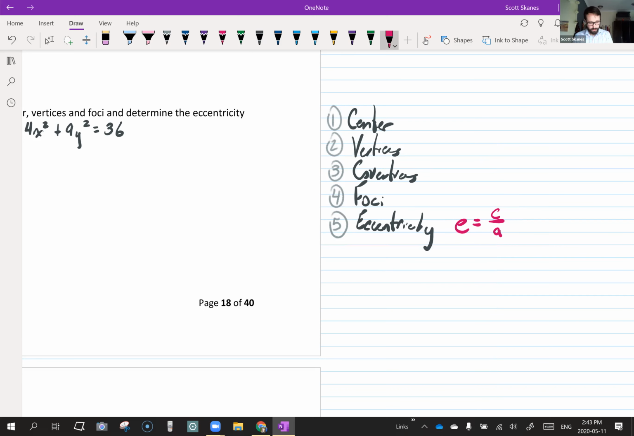Something I didn't note: eccentricity is always c divided by a. That's the formula. And the foci comes from this: c squared equals a squared minus b squared.